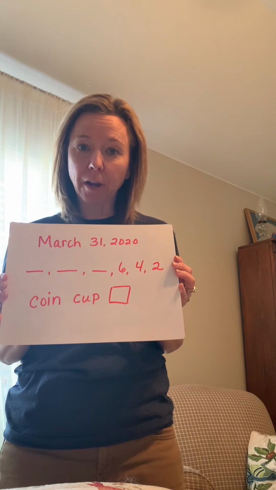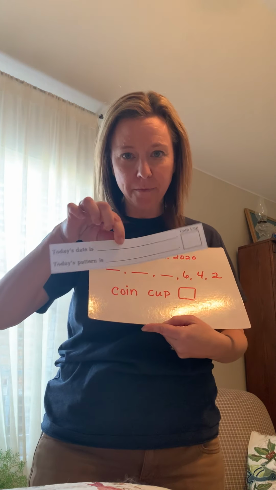Hey guys, today we are going to be doing math lesson 93. So let's start off with today's date and our number pattern and our coin cup. I already have it written on my board. It's just like what we do in the morning at school with our math meeting strips. You can just use a piece of paper at home.